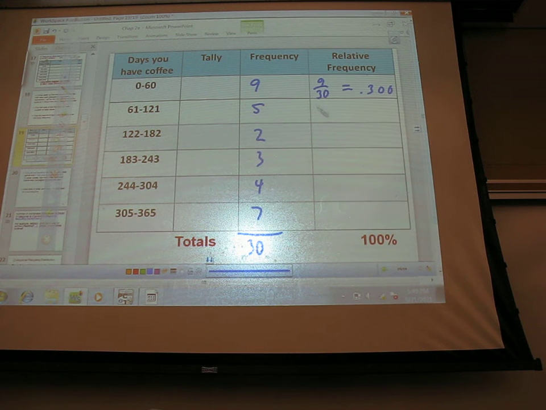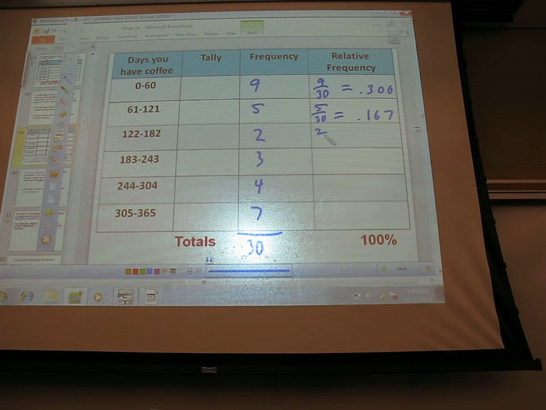And this is 5 out of 30, 1/6, 0.187. So help me out here, somebody do it. 5 divided by 30. I think it's 0.1866. 0.167. Oh, sorry, my bad. 0.167. Okay, good deal.